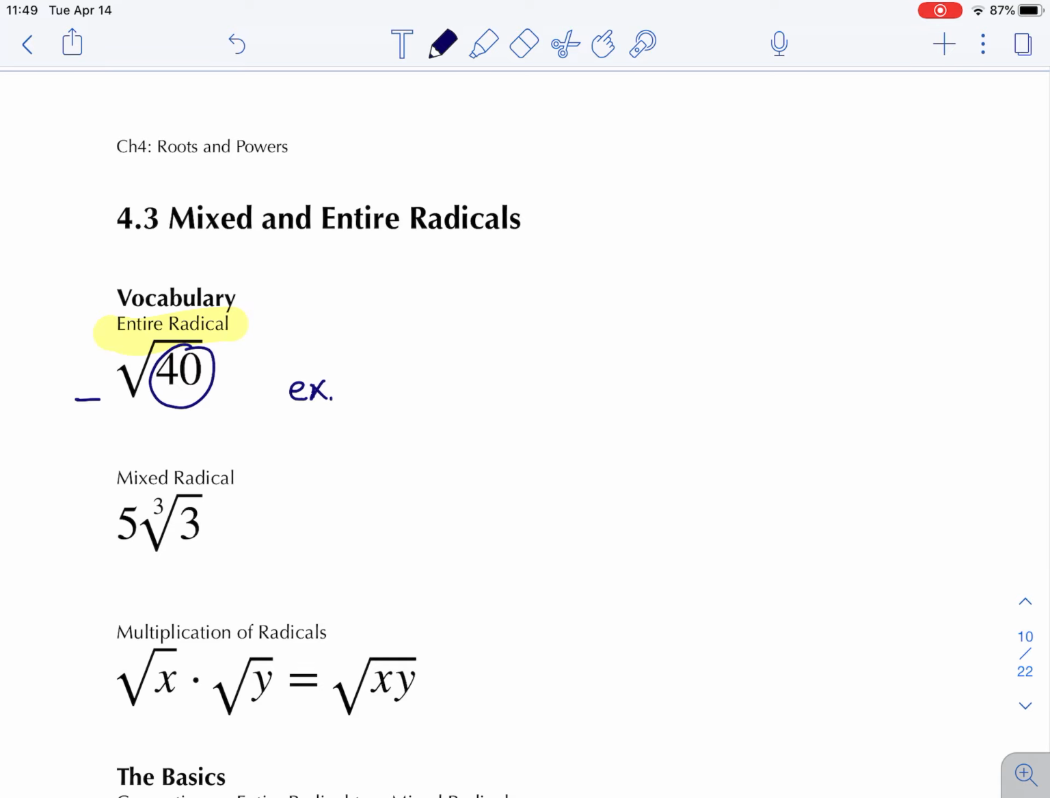Examples of entire radicals. Square root of 100. Cube root of 47. The 27th root of 53. These are all entire radicals because all the number is under the radical sign.